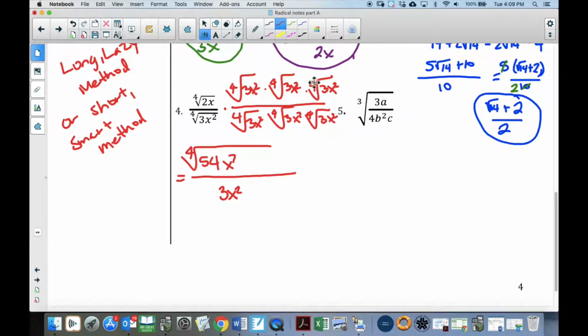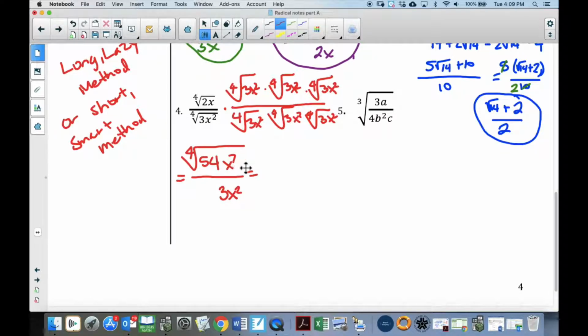The problem with this method is that now we have to simplify further. And that maybe is not a problem to you. You're thinking, okay, I'd rather do that because it makes sense to me. That's fine. So now we need to simplify this. The 54 cannot be simplified any further.